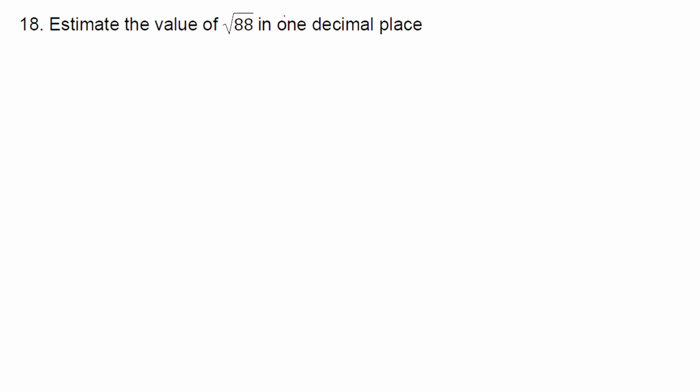Estimate the value of the square root of 88 in one decimal place. So sir, how do we do this one? Well, I will change my approach this time because in your exam it actually has choices. So let's consider we have choices. A is 9.2, B is 9.4, C is 9.6 and D is 9.8.